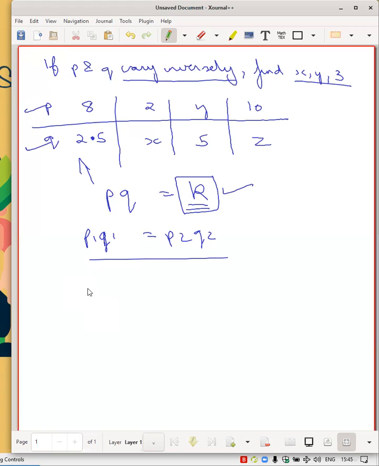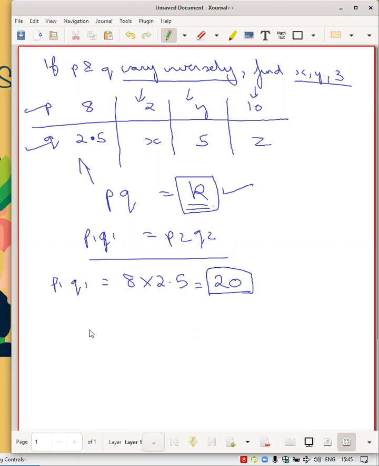What will K be equal to? Yes, sir. So we'll write P1 Q1, which is equal to 8 into 2.5, which is 20. Isn't it? Krishna, keep yourself unmuted. Aryan, that is correct. So that means now all the other values of P and Q have to total the product as 20.